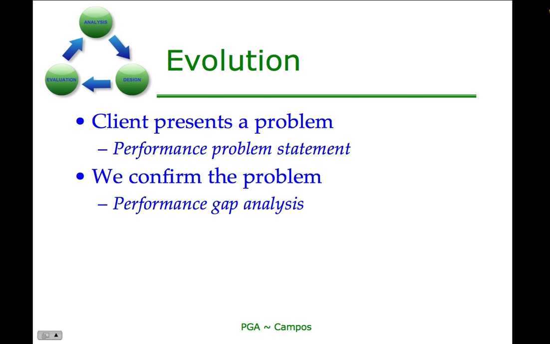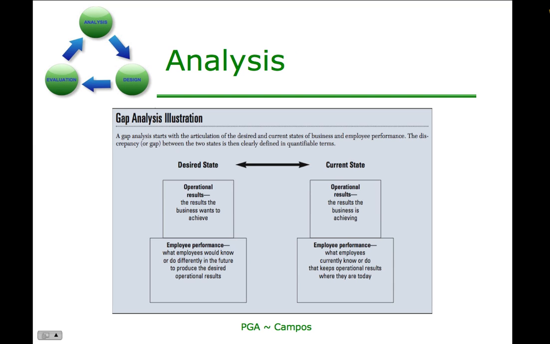The next thing we need to do is, once we have defined the problem for the client and with the client, we're going to head out and confirm that the problem actually exists. And we're going to do this through a method called performance gap analysis. What performance gap analysis aims to do is define the gap, or the space, or the discrepancy between the current state of operations, the present state of affairs, and compare it to the future state of operations, or the desired state of affairs.